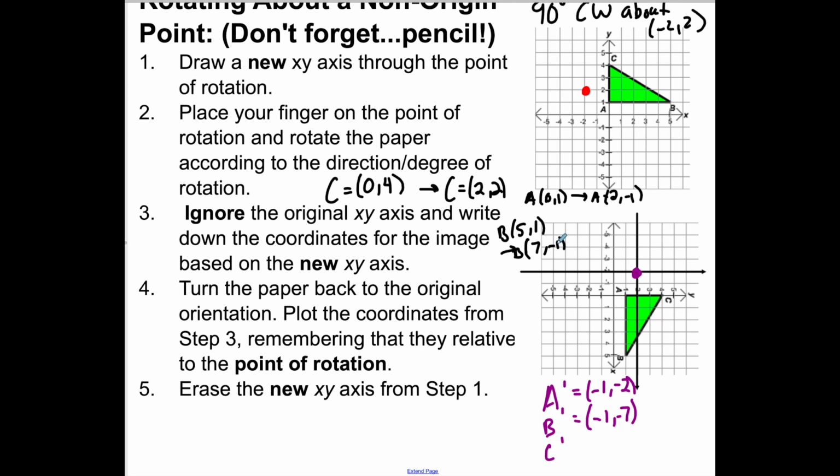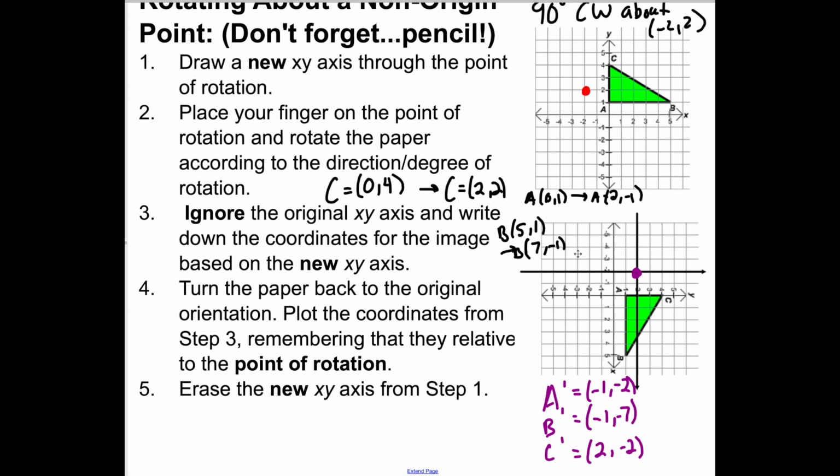Now observe, (-1, -7), you can actually execute the rules for rotating about the origin, right? Remember, when we go 90 degrees clockwise about the origin, remember what we do? We flip the x and the y, but then we change the sign of the y. That was one of those rules. So we actually are still doing that in a sense. And finally, C goes from originally (2, 2) relative to this point, it goes to (2, -2). So again, we did that flip. Okay, so that is step 3.